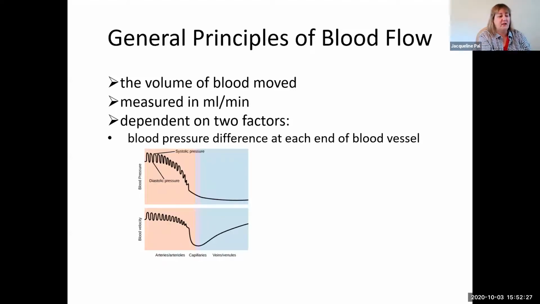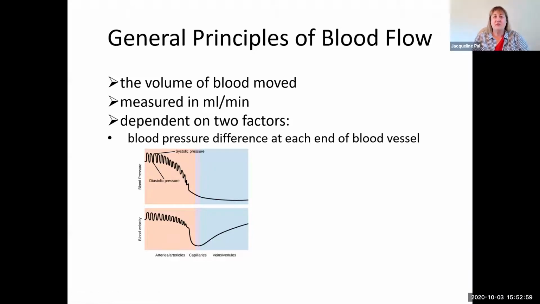The first factor has to do with the blood pressure in the blood vessel. And it's not really what is the blood pressure we're measuring at one point, but rather what is the difference between the two ends of the blood vessel. For instance, when the blood pressure is higher, then the speed of blood flow is going to be higher. And I'll go into more detail on the next slide.